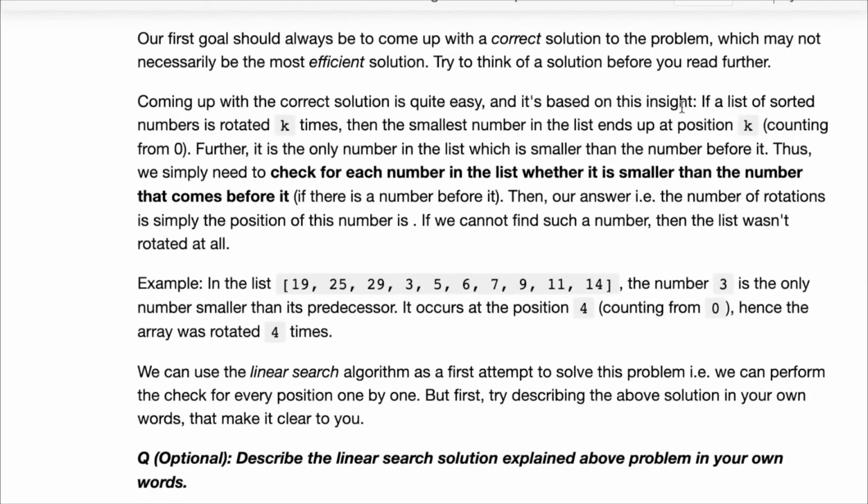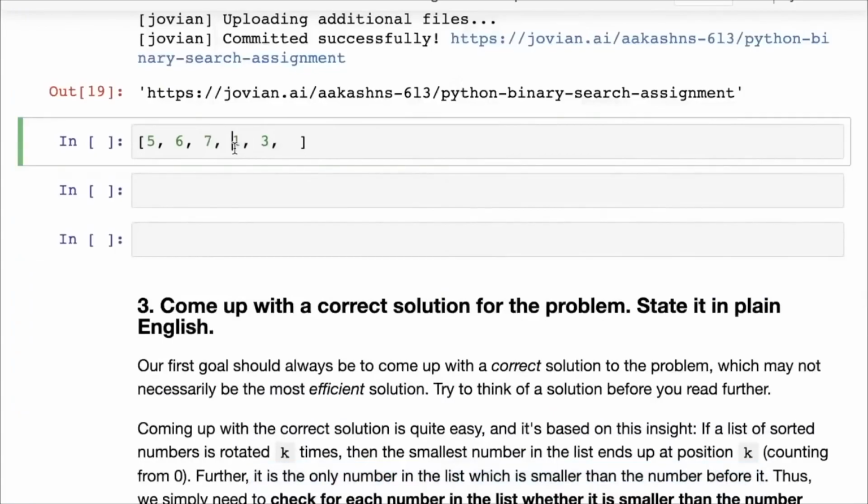and you can verify this now with a larger list, smaller list, empty list, and all the test cases that you have. And if a sorted list was rotated k times, then the smallest number in the list ends up at position k, counting from 0. Further, it is the only number in the list which is smaller than the number before it. And you can see this once again. The smallest number is at position 3, and all of these numbers are higher than the numbers that come before them, except the number 1, which is smaller than 7.